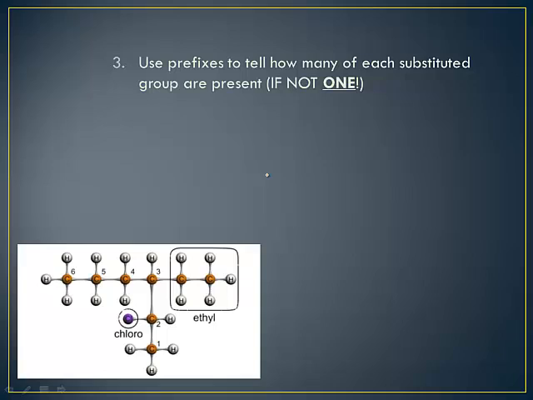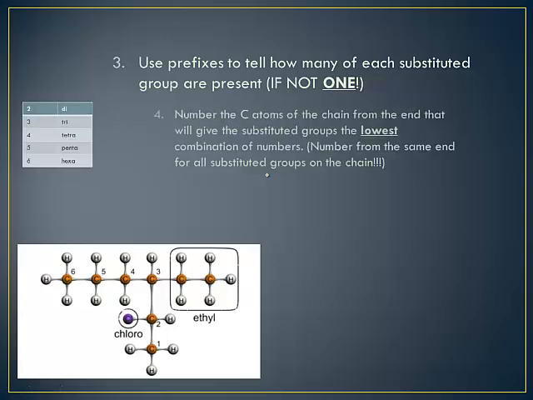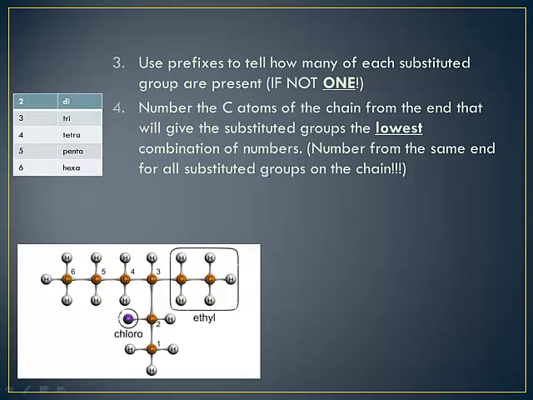We can also use prefixes to tell us how many of each substituted group is present, if it's not 1. So that's di, tri, tetra, penta, hexa. These are the same as you had from covalent prefixes, so there's nothing new that you're asked to memorize here.